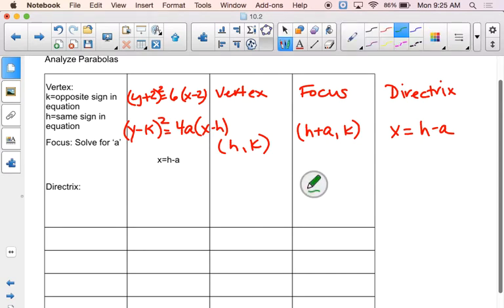All right, so let's look at the first part. The vertex, when I look at my form, this is h, this is k. So that means my vertex is going to be at 2, negative 2.